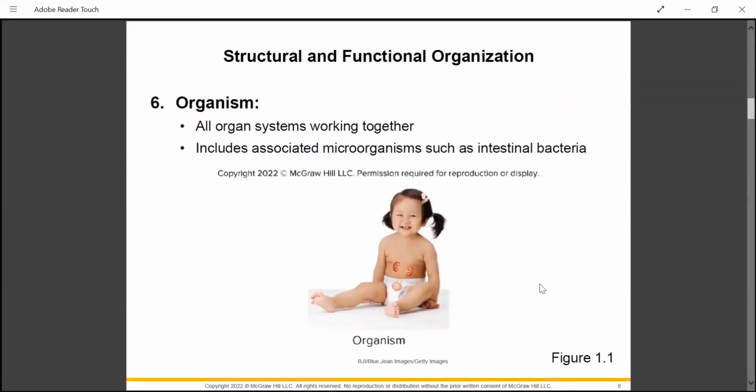And then finally, all the way up at level 6, our highest level is an organism. All of our organ systems work together to allow us to function as an organism. And this organism, even though now we're talking about the big picture, also includes all our associated microorganisms. One example of this is our intestinal bacteria or our gut biome. So when we talk about an organism, we're talking about all the different parts that make it up functioning.